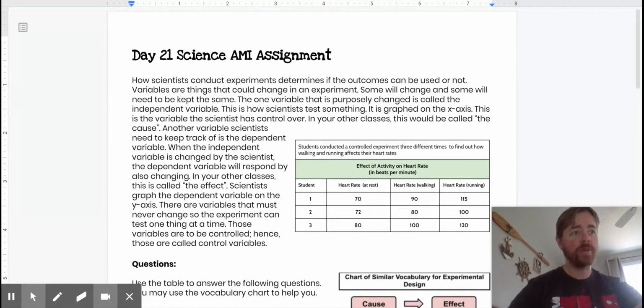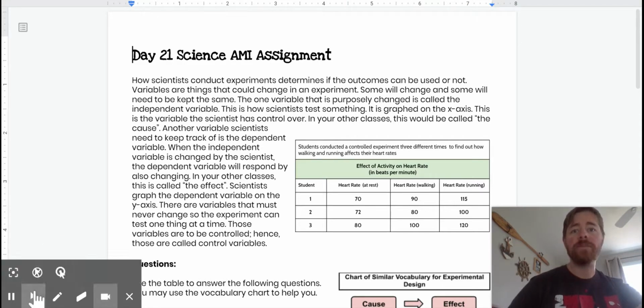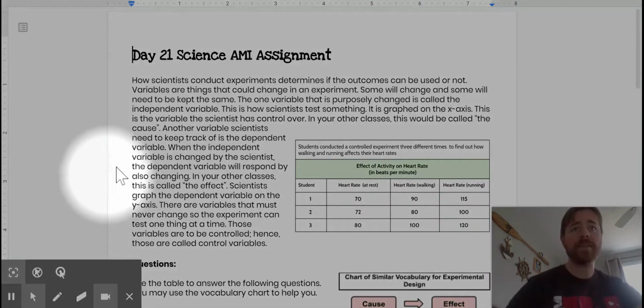Mr. Seal here with your science assignment coming from my son's nursery. So today's assignment is all about experiments and those independent and dependent variables and how they're applied to a specific experiment about heart rate. So let's just jump into our reading. Reading goes a little bit like this.